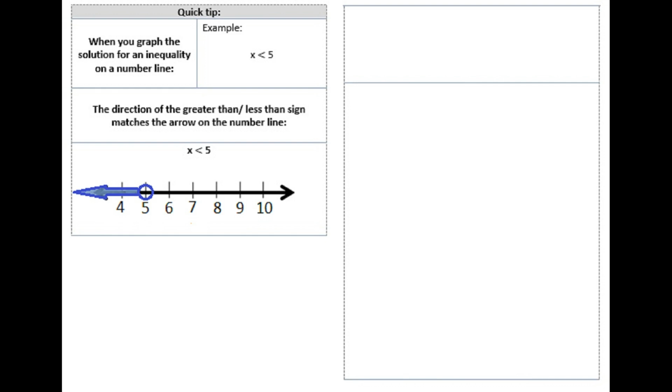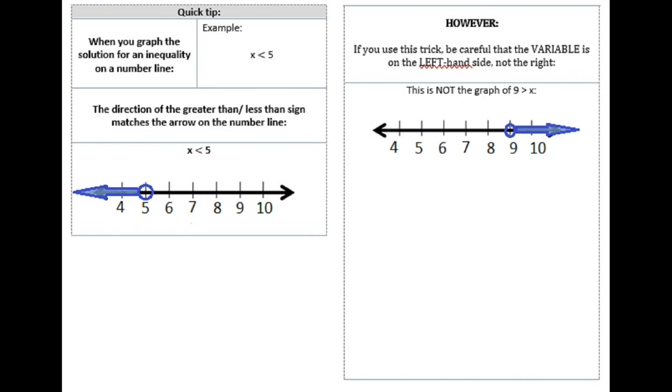So as long as you have something that looks like x is less than or greater than, in this case less than 5, see those red arrows? They'll match. The directions will match as far as which way they point. If that was x is greater than 5, we would have it flipped around so that the blue arrow would point the other direction, and so would the greater than sign. Now, if you use that trick, make sure the variable's on the left, not the right, when you have your inequality written down.